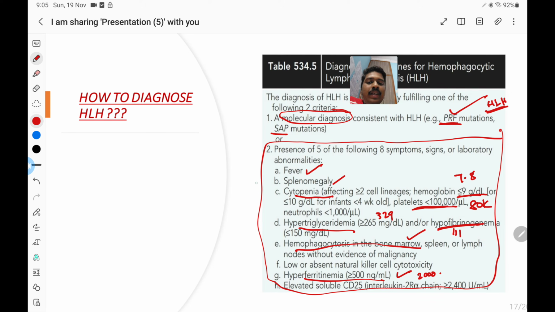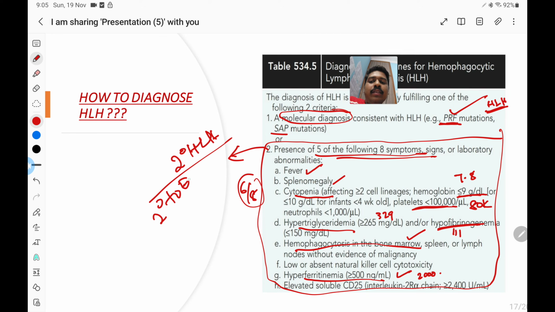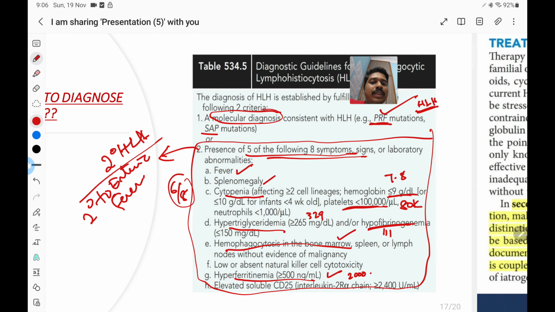Okay, so we had fulfilled 6 out of 8 criteria. 5 out of 8 is enough. So we had a diagnosis of secondary HLH, which is secondary to enteric fever. Got my point? See how the diagnosis changed. Suppose we didn't know that the HLH entity existed, we would have treated the patient thinking it is a case of resistant enteric fever, and we would have gone a step further, and it would have brought a different outcome. It would have been worse. Okay, so knowing things can actually change the way you manage patients.